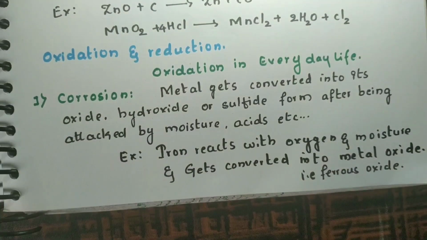A few examples are corrosion and rancidity. What is corrosion? Some metals get converted into their oxide, hydroxide and sulfide forms after being attacked by moisture, acid and some other chemicals. A simple example you see in nature is iron oxide formation after iron reacts with oxygen and moisture. So the quality of the iron goes on deteriorating and it is a great economic loss.